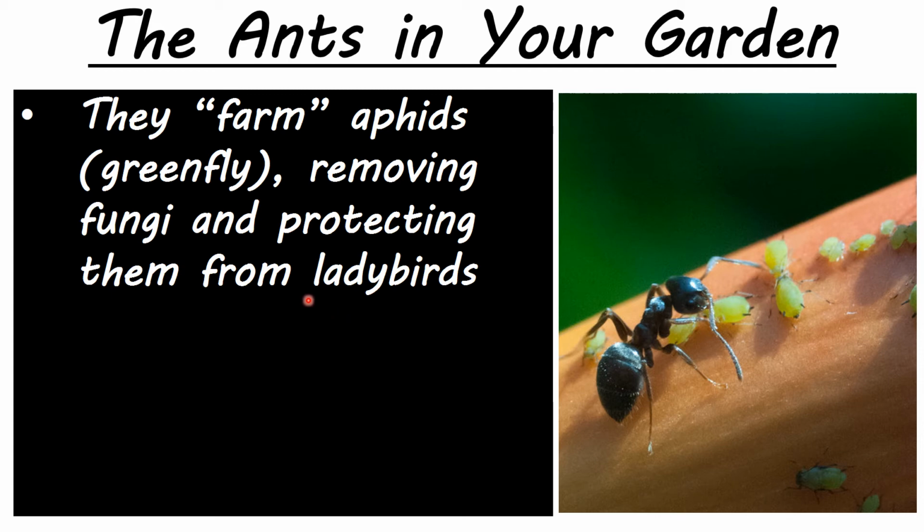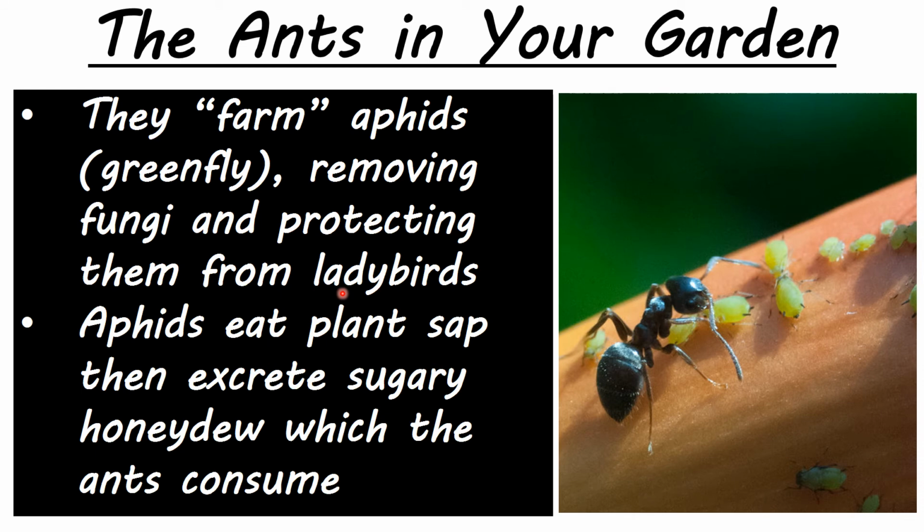So what they do is they remove fungi and protect them from ladybirds. So you might remember biological control. You can add ladybirds to get rid of greenfly if they're feeding on your crops. So what's the point of ants helping greenfly?